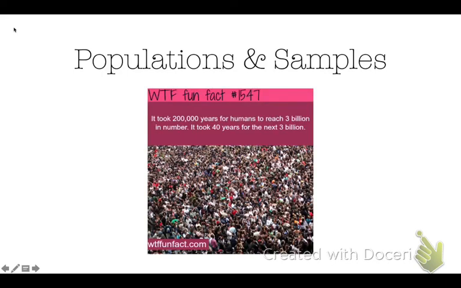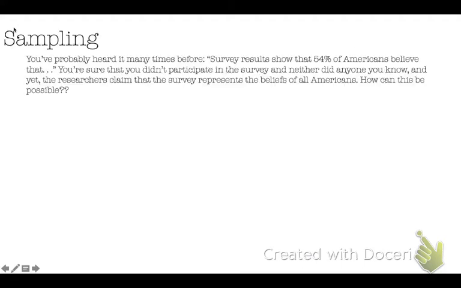Fun fact, I don't know if it's fun, but it took 200,000 years for humans to reach 3 billion in number. But then it took 40 years for the next 3 billion. That is insane. I don't know if that blows your mind as much as it blows mine. I just got this off the internet, so who's to say it's true? But I kind of believe it. That's exponential growth. Whoa.